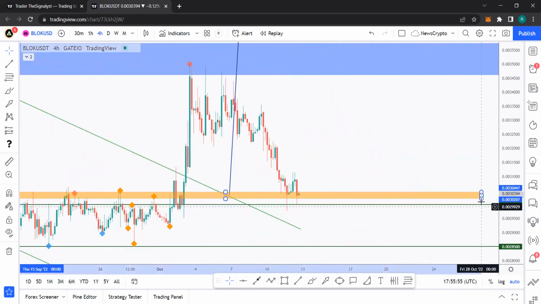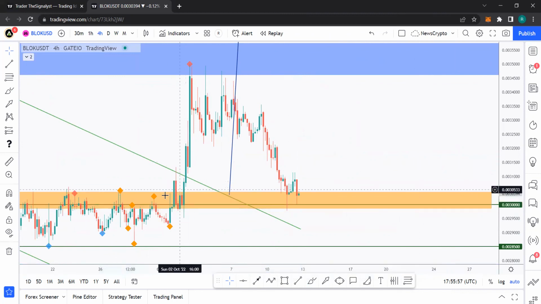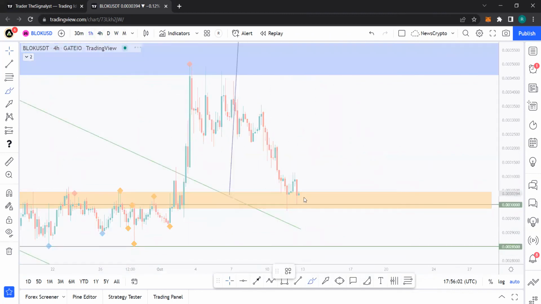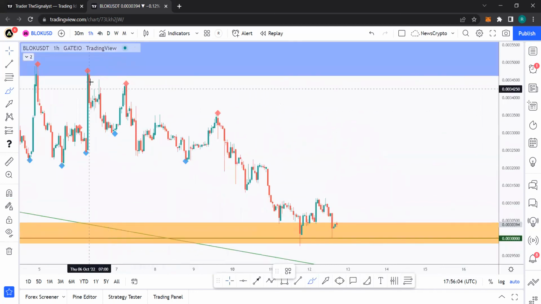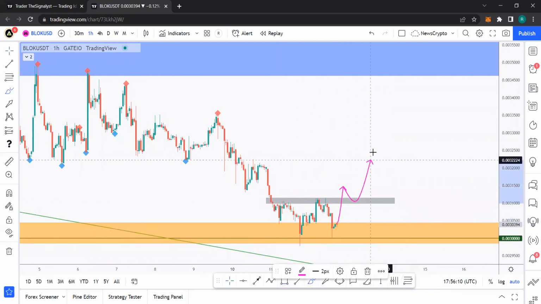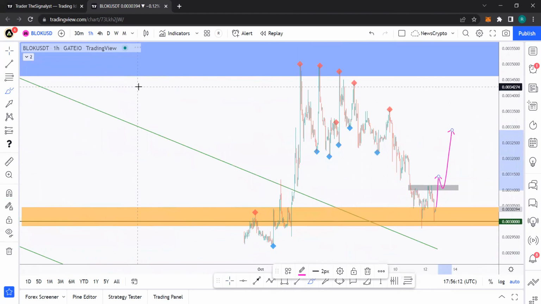That's the entire demand zone right here. This entire zone we will be looking for buy stops on lower time frames. From a short-term perspective, we are bearish, and that's our last minor high. So for the bulls to take over, we need to see a break above it. In this case, a short-term bullish movement would be expected.